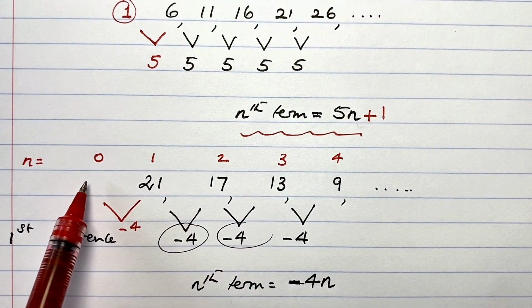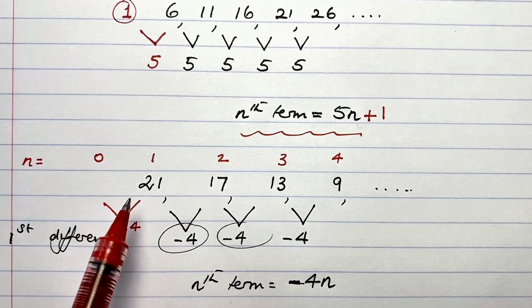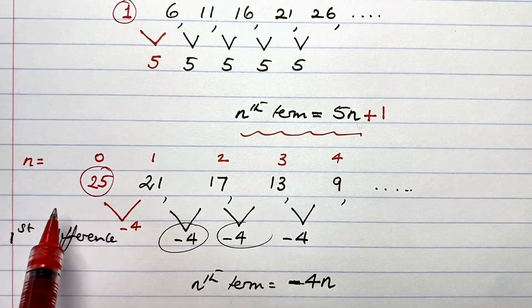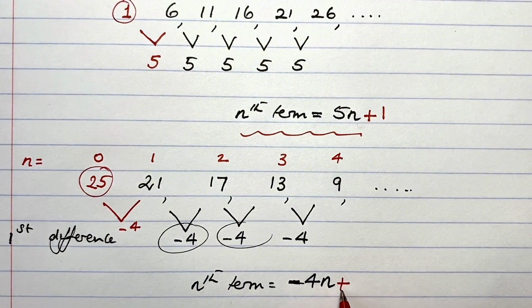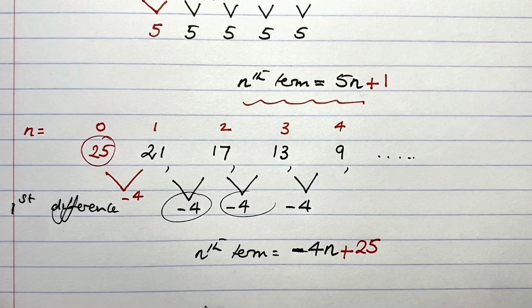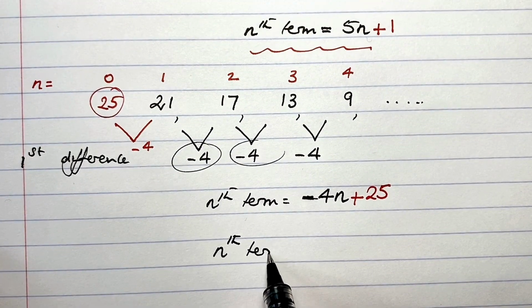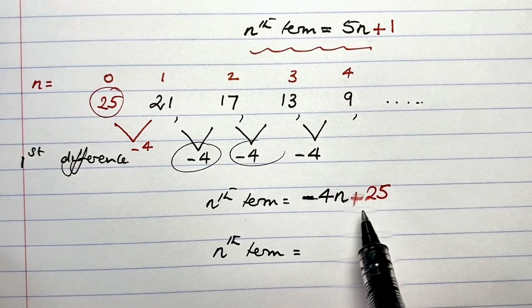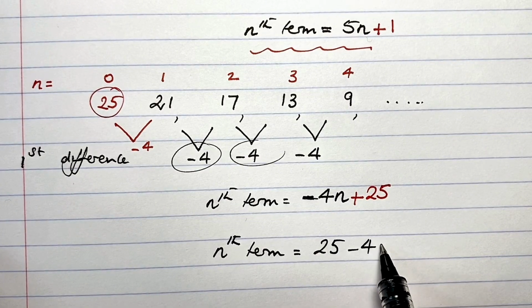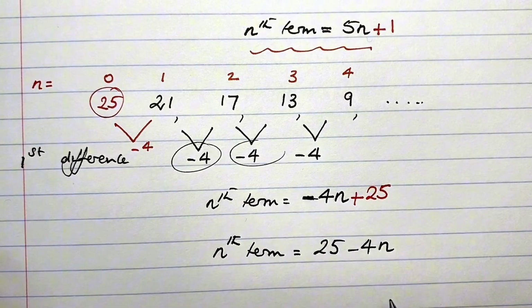What was the number when I removed 4 and it became 21? It was 25. So I'm going to add 25 to complete my nth term. So the nth term can be written as, starting with the positive term here, 25 minus 4n, or minus 4n plus 25.